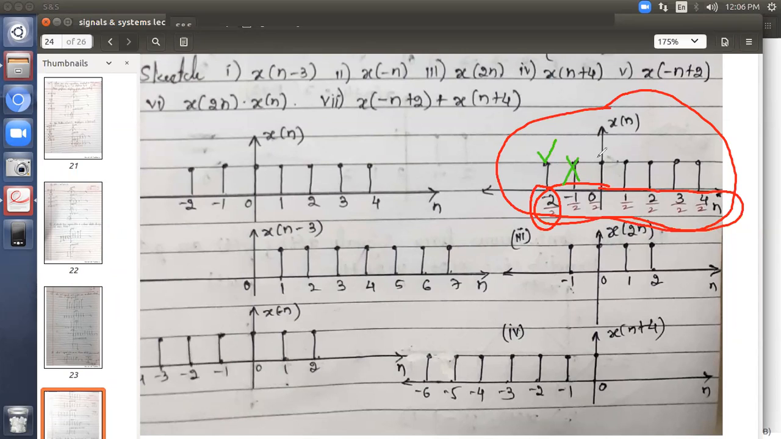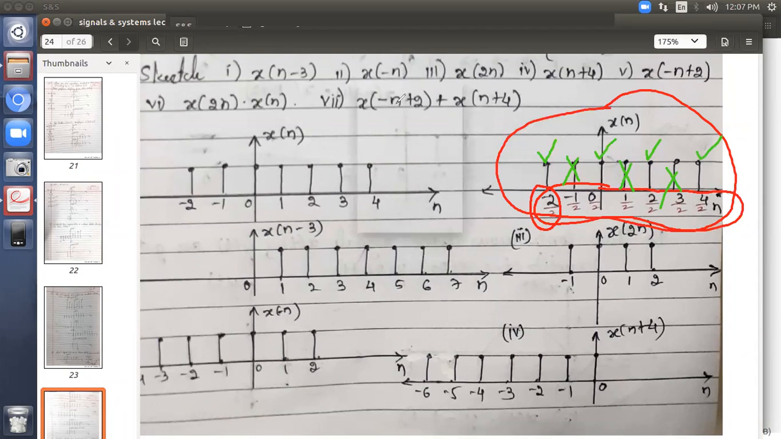Next, 0 by 2 we should consider. 1 by 2, fractional time, discarded. 2 by 2 is 1, a whole number, consider it. 3 by 2 is 1.5, a fractional value, discarded. 4 by 2 is 2, take it. So out of 1, 2, 3, 4, 5, 6, 7, out of 7 samples, 3 samples are discarded and 4 samples are retained.